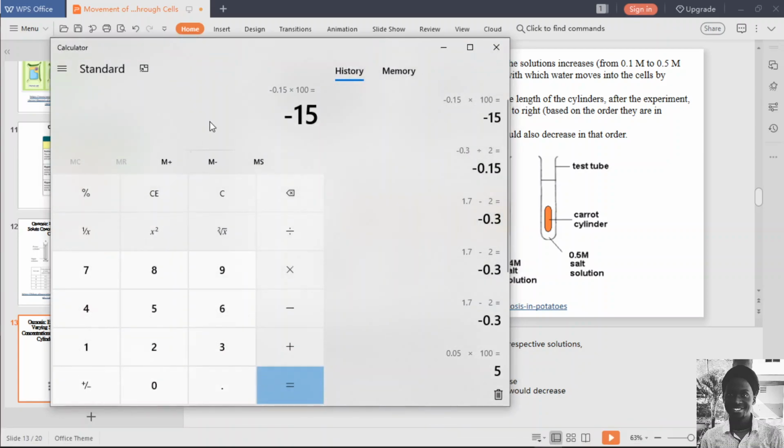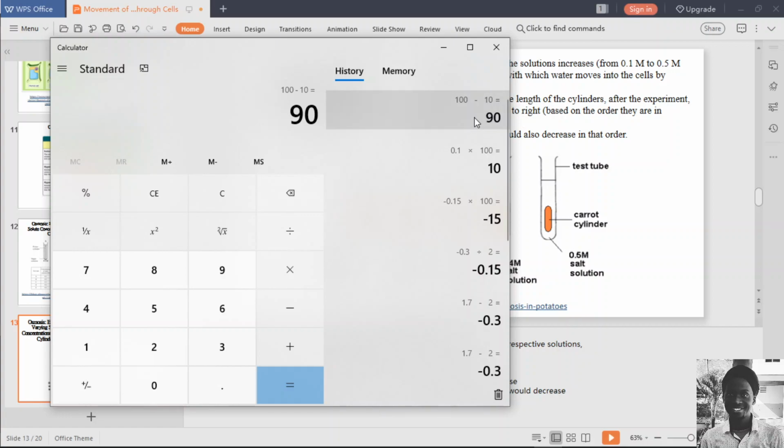A 0.1 molar salt solution would have 10% salt, and you would know that by multiplying 0.1 by 100. So you get 10% of the solution is salt, and if 10% is salt, then you could find what percentage is water by saying 100 subtract 10, that would give you 90. So 90% of the solution is water.